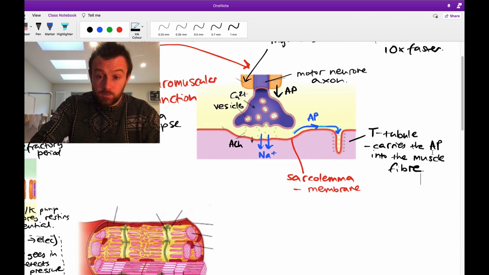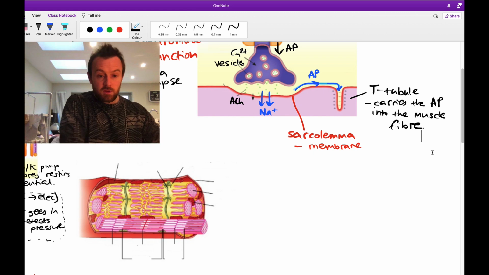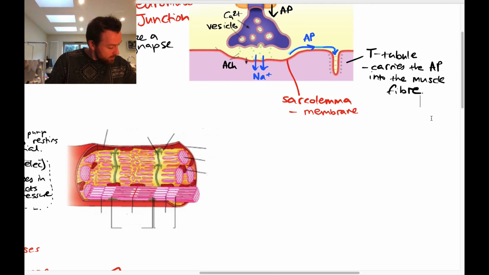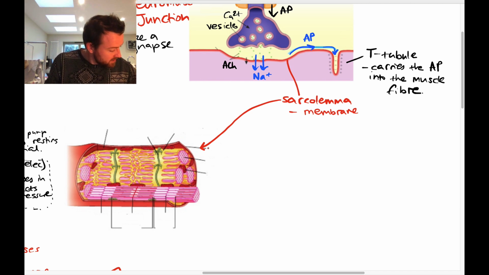So here we are. Okay, let's label this diagram here. So first of all, we've got the sarcolemma. So let's just join that here. This is the sarcolemma here, okay? The outer membrane around the muscle cell. Now, the T-tubules, which we've already talked about, that is here.